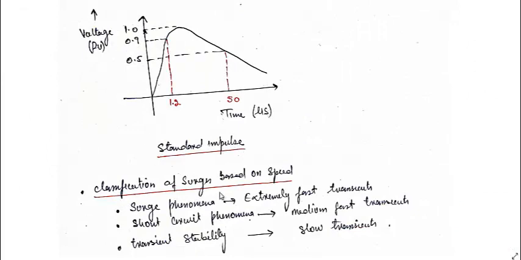Now, classification of the surge based on speed. The first one is the surge phenomenon. It is an extremely fast transient, of the order of microseconds. Short circuit phenomena are medium-fast transients, and transient stability is the slow transient.